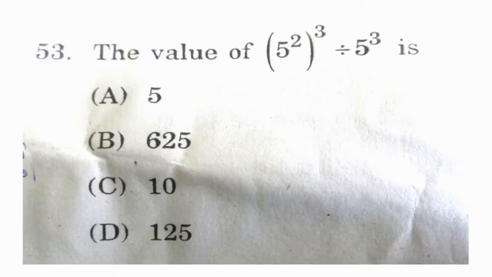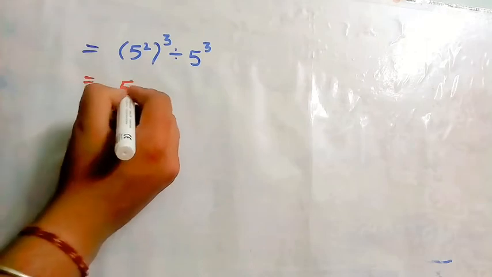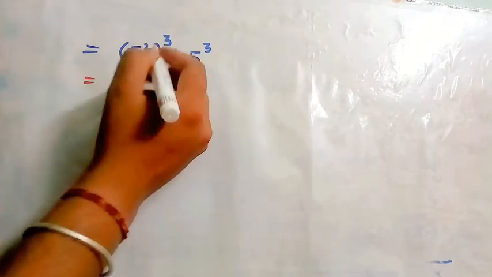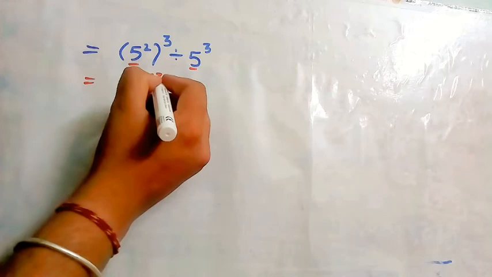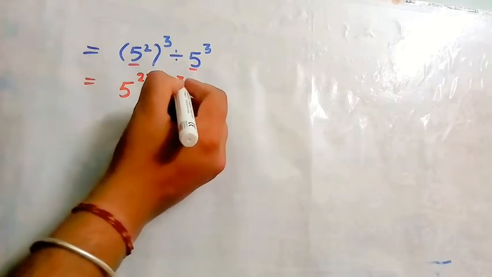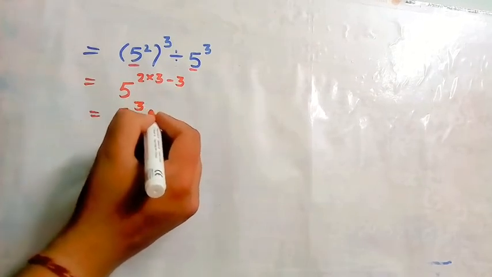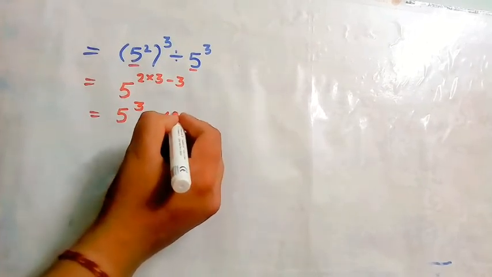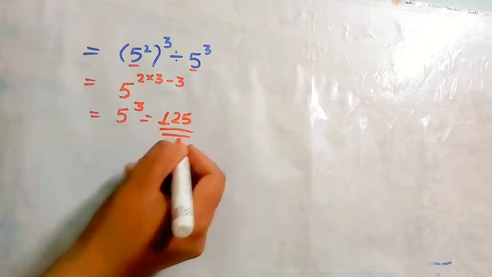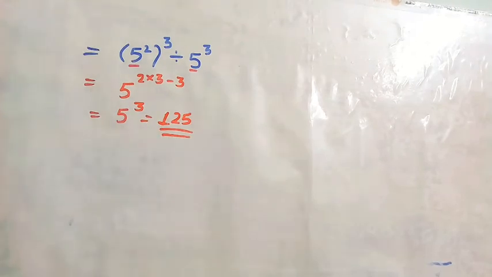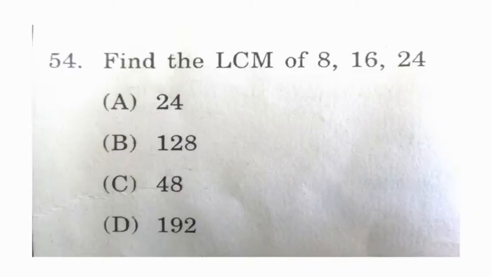Next is, find the value of (5 square) whole raised to power 3 divided by 5 raised to power 3. And the solution is, power raised to power is there, bases are the same, so powers will be multiplied in the first part, and divided by 5 raised to power 3 is there, so this 3 will be minus in the power. So 3 twos are 6, minus 3 is 3, and 5 raised to power 3 is 125, which is your answer.